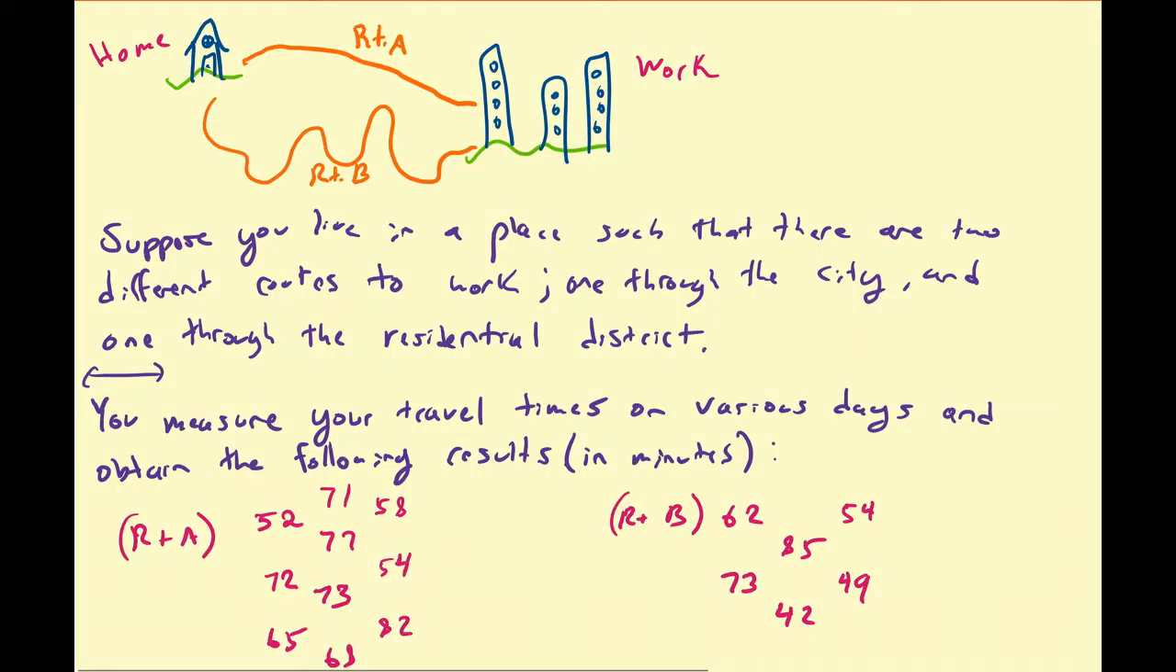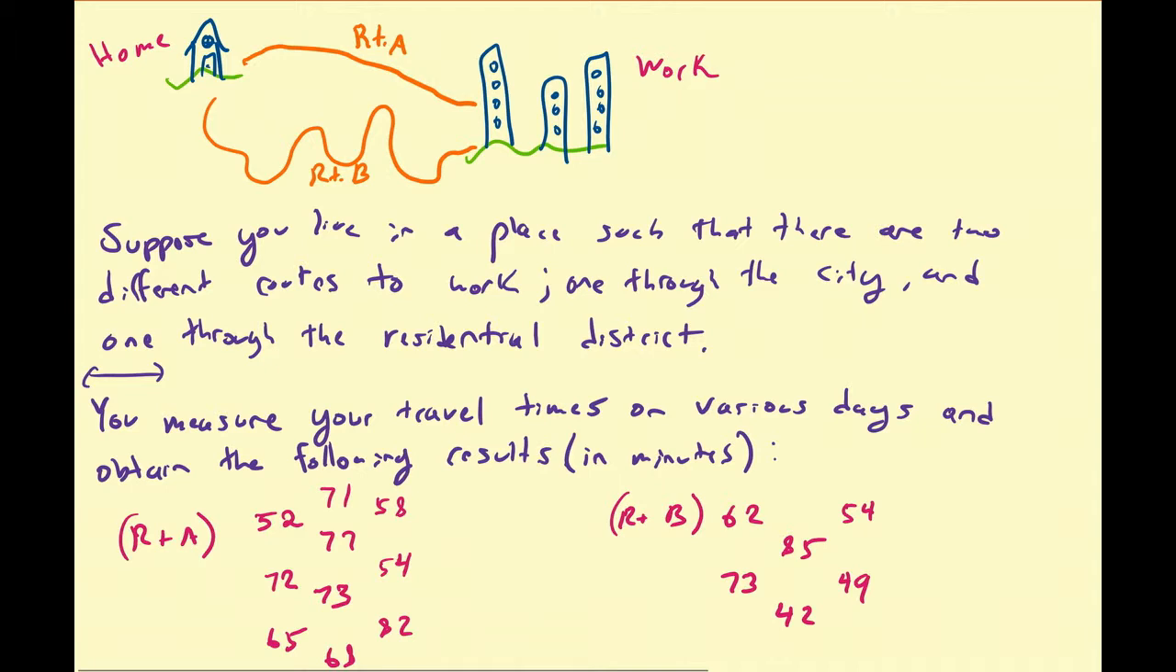Hello there, and in this video we're going to do another example on how to compare the differences between two population means. So let us consider the following example. Suppose you live in a place such that there are two different routes to work, one through the city and one through the residential district, as shown in this picture above.